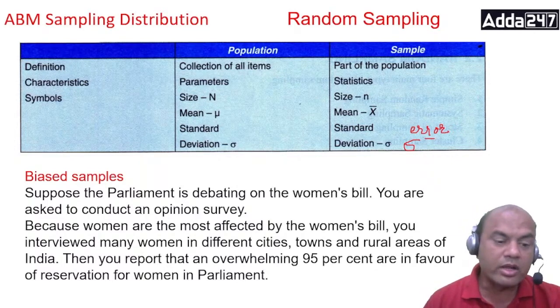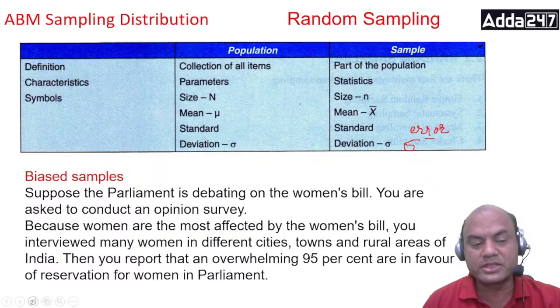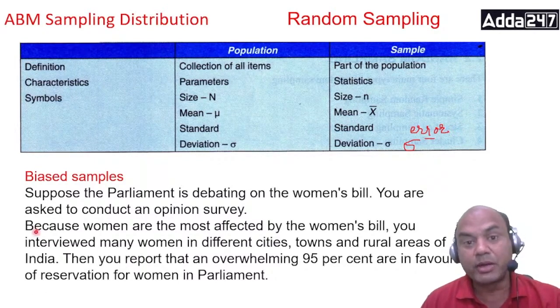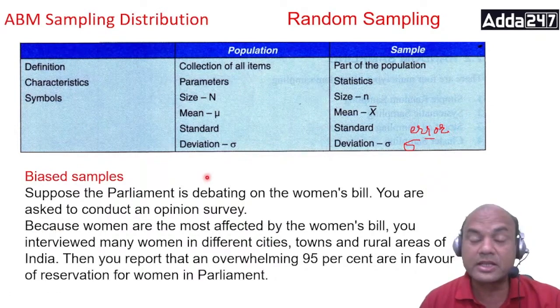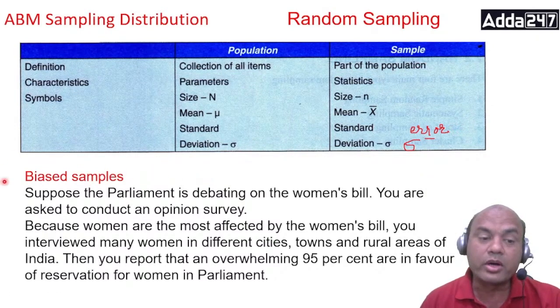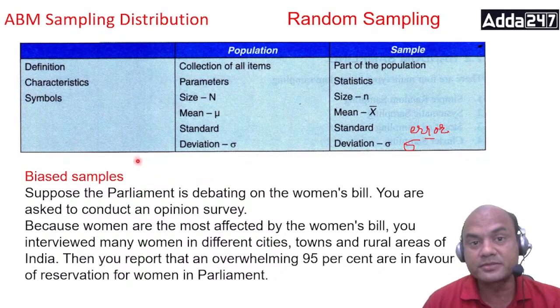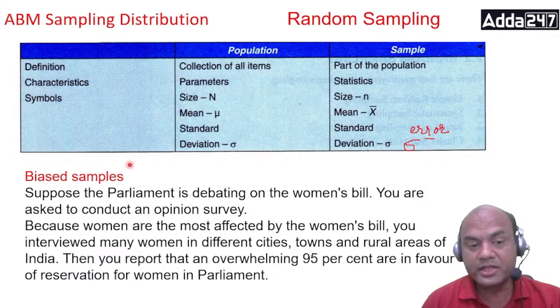Okay. Now what are bias samples? Bias means what? Here we always say, no, this person is biased. My boss is biased. This is a general statement given by us, right? Boss is biased towards some employees. Right? You have seen this?